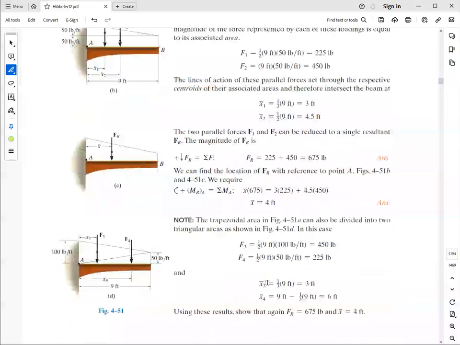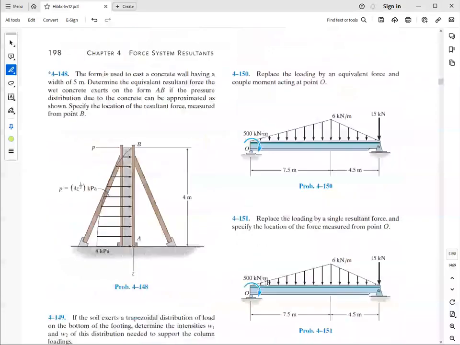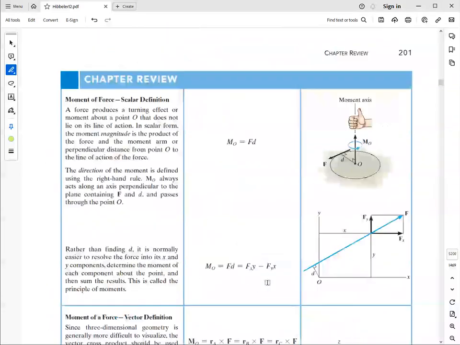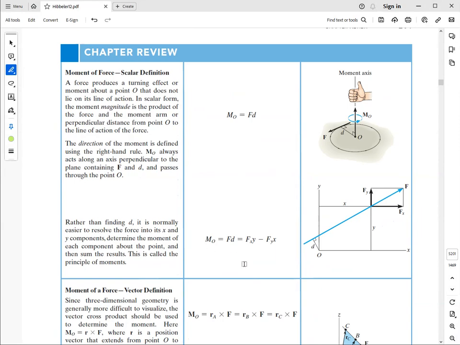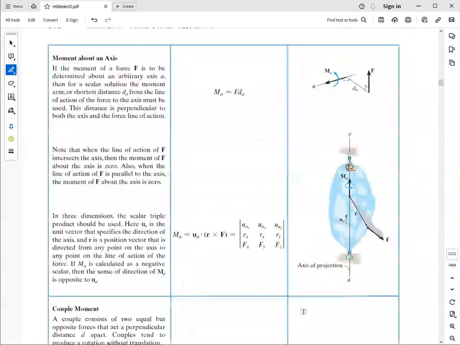Okay, so I guess this was it. There are plenty of problems to solve. And again, the summary of the chapter is where we started.